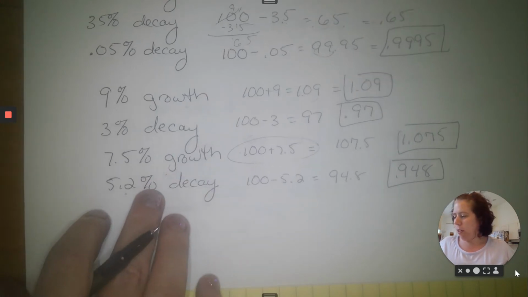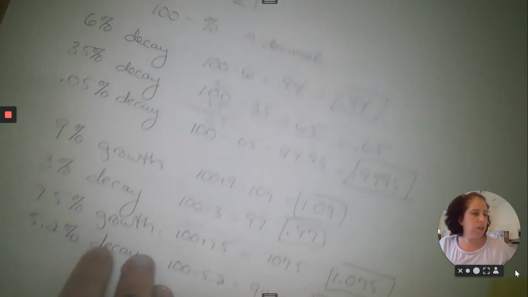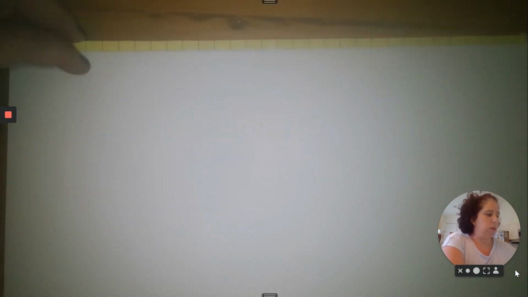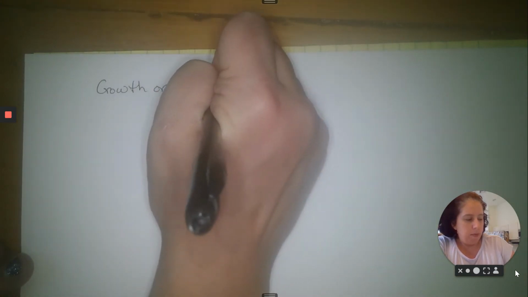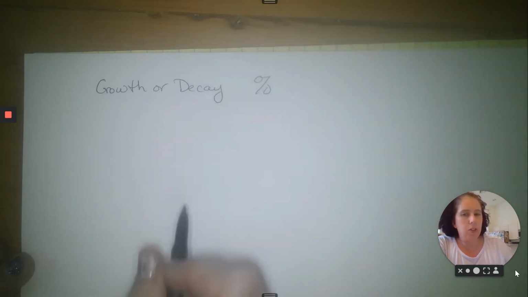All right, so now what I want to show you is what it's going to look like when you do the assignment in Delta Math. Yes, you have a Delta Math assignment. You got 3 of them, actually. Okay, so this time what they're going to ask you is, is it a growth or decay? And what the percentage is. Okay, so it's going to go backwards.